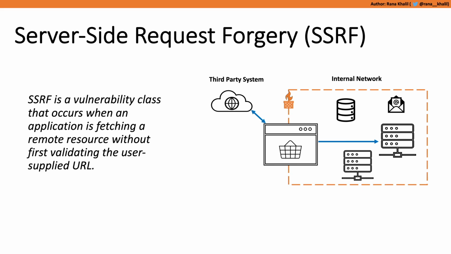SSRF is a vulnerability class that occurs when an application is fetching a remote resource without first validating the user-supplied input. This allows an attacker to coerce the server into making network connections on behalf of the attacker and potentially target systems that are behind firewalls. So if you see an application sending an IP address, a hostname, or a URL in a parameter, it definitely needs to be tested for SSRF because it could potentially be vulnerable.